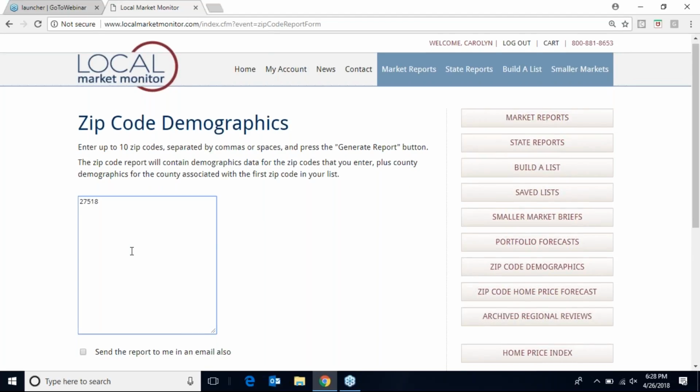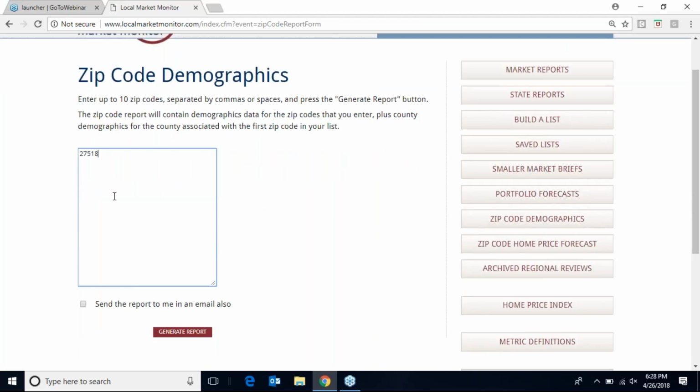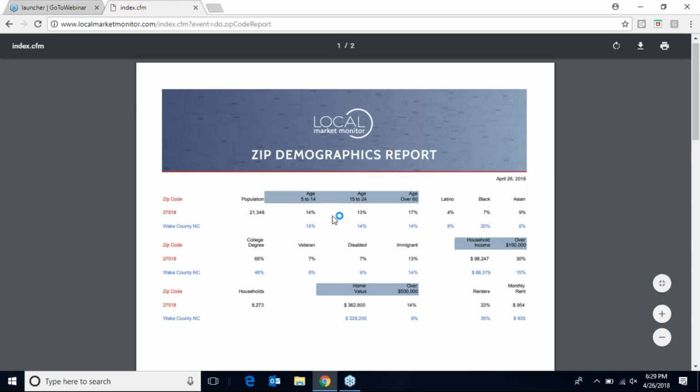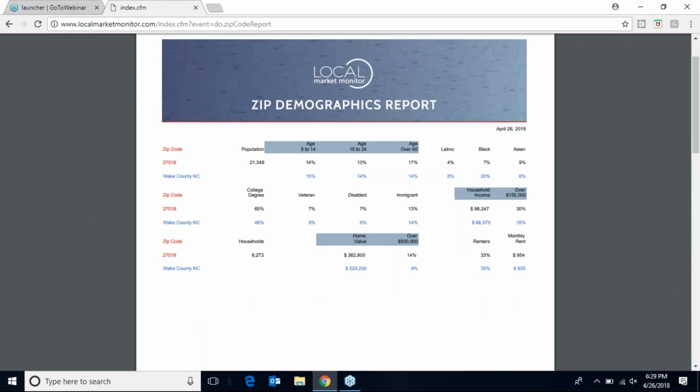And I'm just going to put in a zip code right here. You can put in up to 10 at a time, and you can also have this report emailed to you as a PDF. And what this does is it puts together a demographics report on whatever zip code. Again, you can put in 10 at a time.